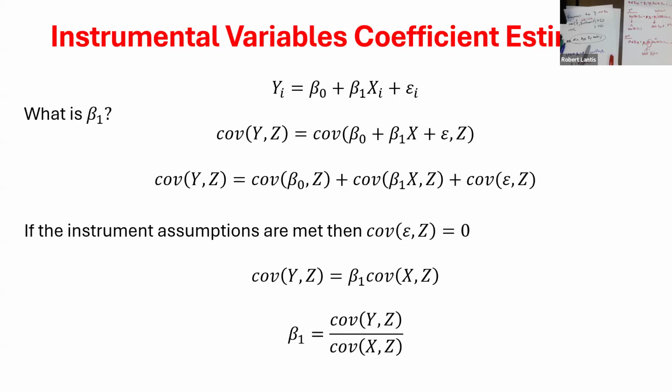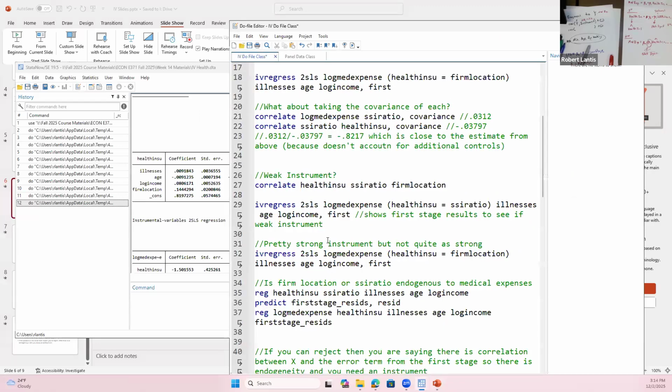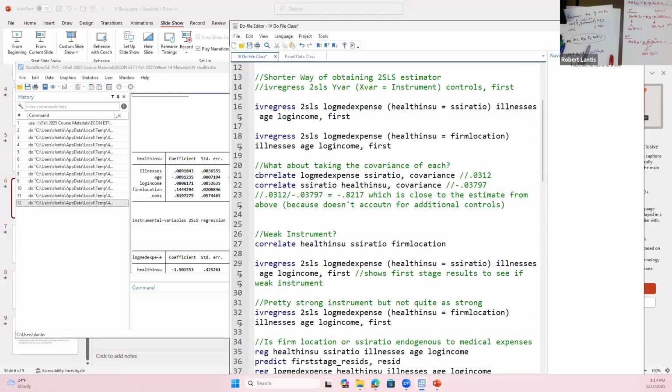So let's see if we can prove this to ourselves with data. All right. We thought that the Social Security income ratio was a good instrument. If that is the case, I should be able to look at those covariances, and the ratio of the two should give me what I was seeing from my second stage results. Okay. So we'll go back here, and we're going to go up here. I can look at the covariance of medical expenses with Social Security. Sorry, I'm saying this wrong. The correlation of the instrument with my Y variable, and then the correlation of the instrument with my X variable, right?